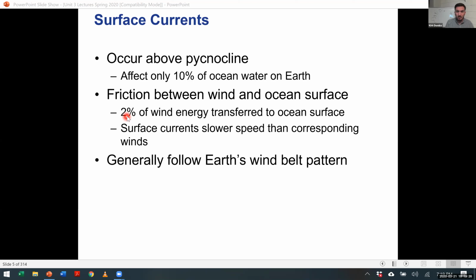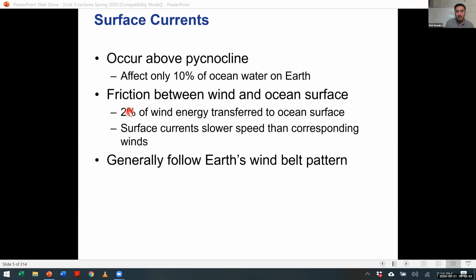I believe low density material pushing on the water, which is such a high density material, at least relative to the air, the water's going to be kind of stubborn. It's not going to move as fast as the wind.